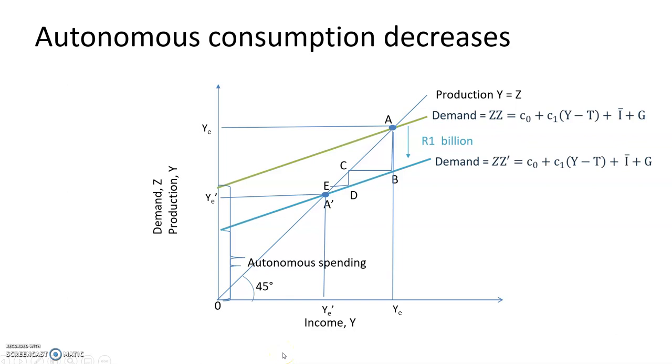Let's look at what happens when autonomous consumption decreases. This figure shows the effects of a decrease in autonomous spending by using the 1 billion rand example. Autonomous spending decreased, the total demand for goods fell, and so did output.